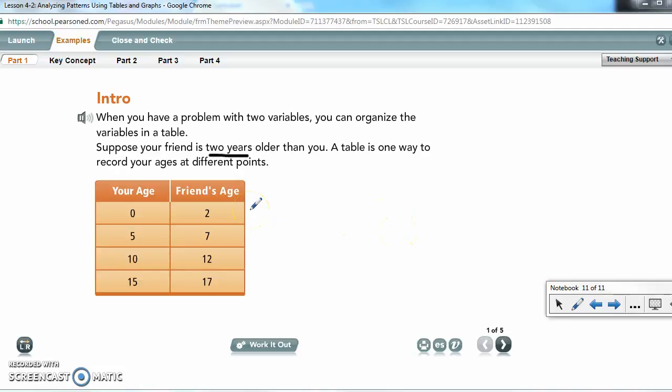In the table, when your age is 0, your friend's age is 2. When your age is 5, your friend's age is 7. When your age is 10, your friend's age is 12. And when your age is 15, your friend's age is 17. So each time when you go from the left column to the right, you're just adding 2 because your friend is 2 years older than you are.